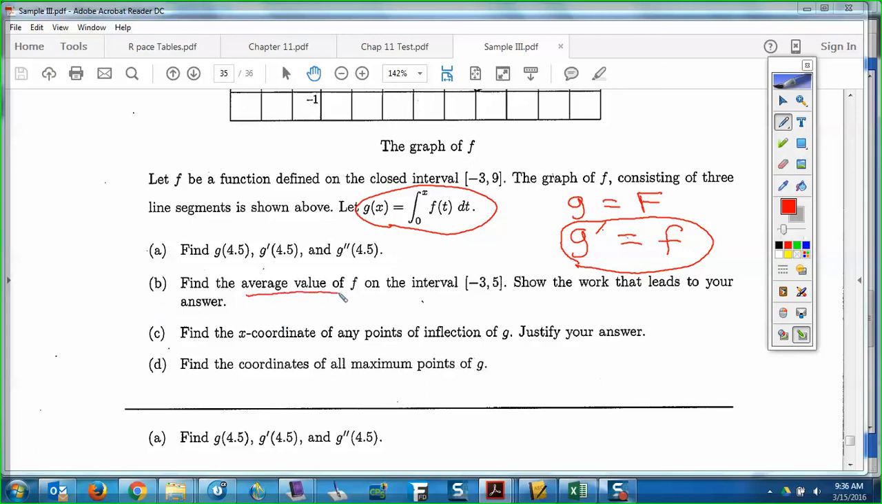And then we've got this formula, remember, for average value. Remember the formula for average value of f? The integral from -3 to 5 over b minus a, right? That's average value of f. Well, they gave you the f graph, so that's just area, so we get it, right? So average value.